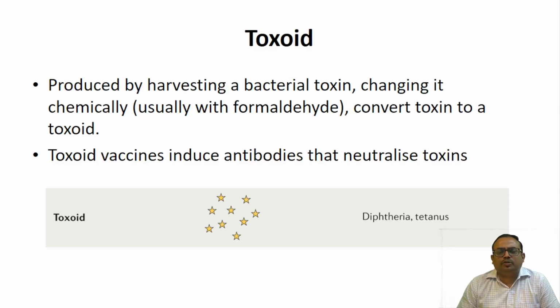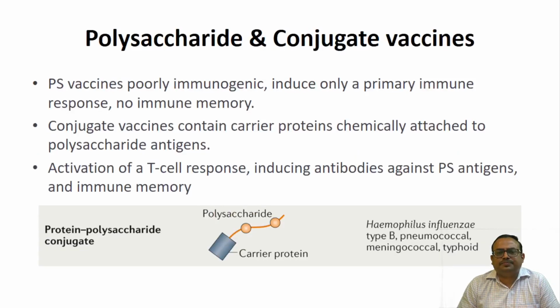Now coming to the toxoid vaccines. The toxoid is produced by harvesting the bacterial toxin and changing its chemical nature, usually by treating it with formaldehyde to convert a toxin into a toxoid. Toxoids are able to induce an immune response and neutralize the toxin, but they fail to produce any clinical manifestation. Classical examples of toxoid vaccines include the diphtheria toxoid and tetanus toxoid vaccines.